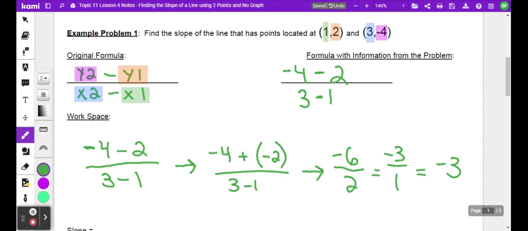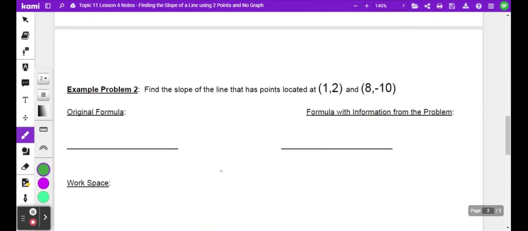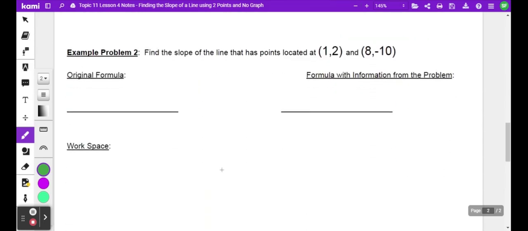From each point to the next point, I would need to go down 3 and then to the right 1, and I would land right back on that line. Let's go ahead and look at the second example problem on the back side of the notes here. Same situation, new set of points, right?